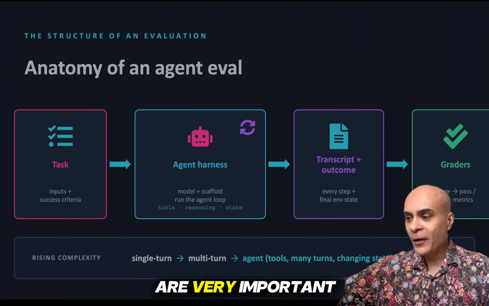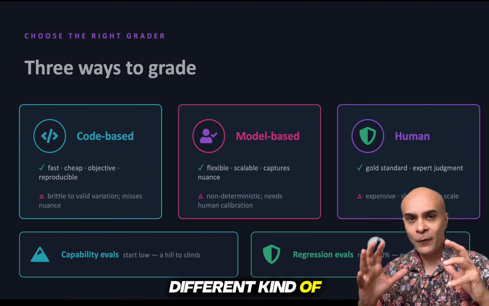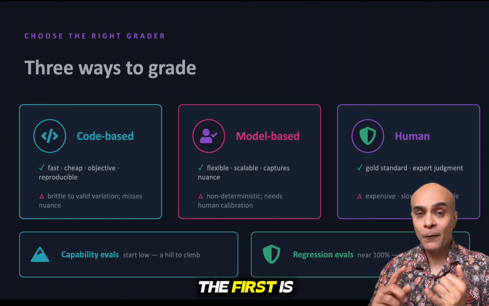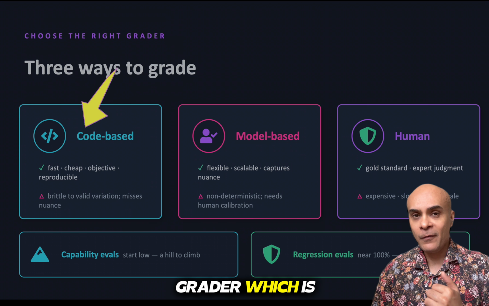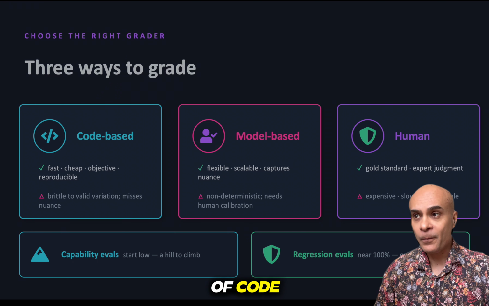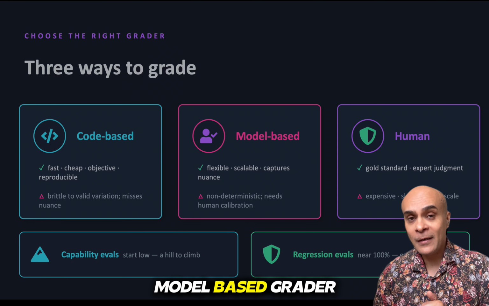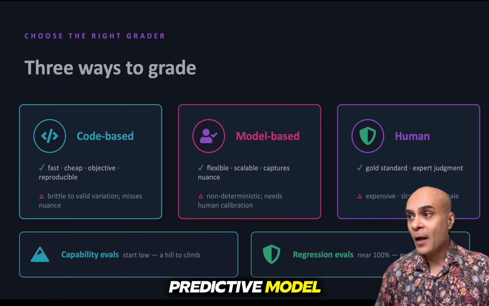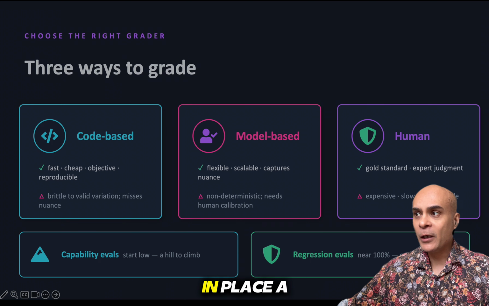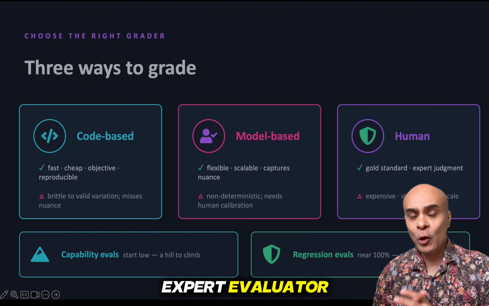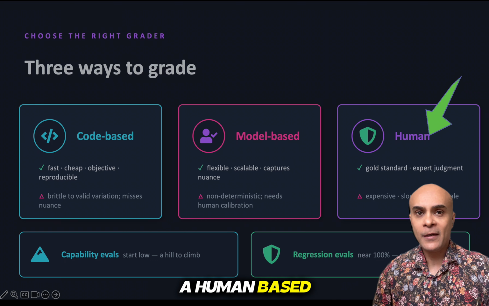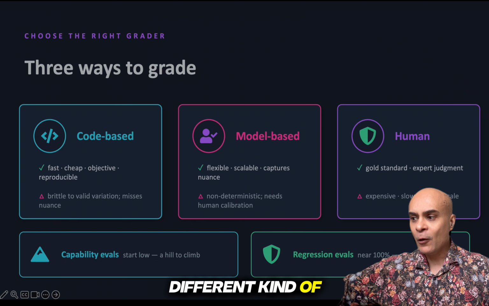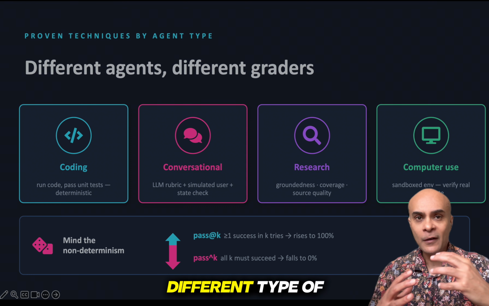Now these graders are very important, and there are different kinds of graders you can put in place. The first is a code-based grader, which is essentially a piece of code. Then you can also have a model-based grader, which can be a rule-based model or a predictive model. And then you can also put in place an expert evaluator, which is basically a human-based grader. And all these different kinds of graders are suitable for different types of agents.